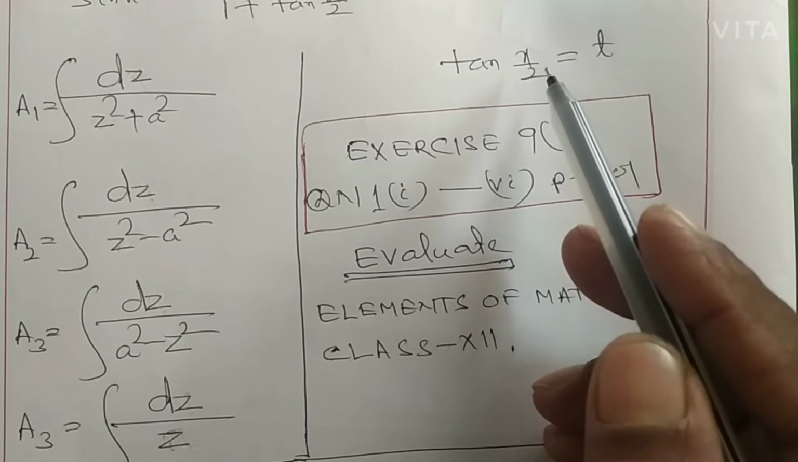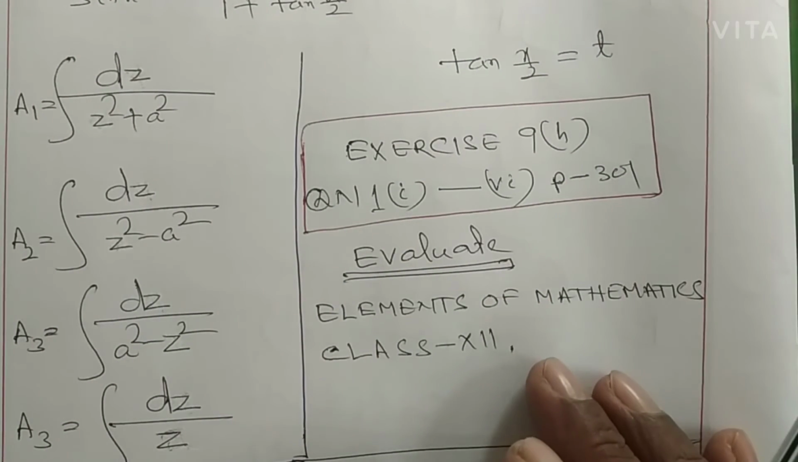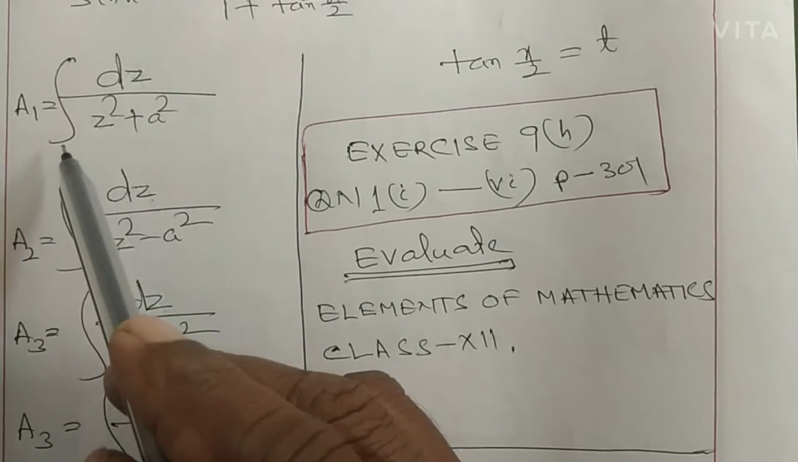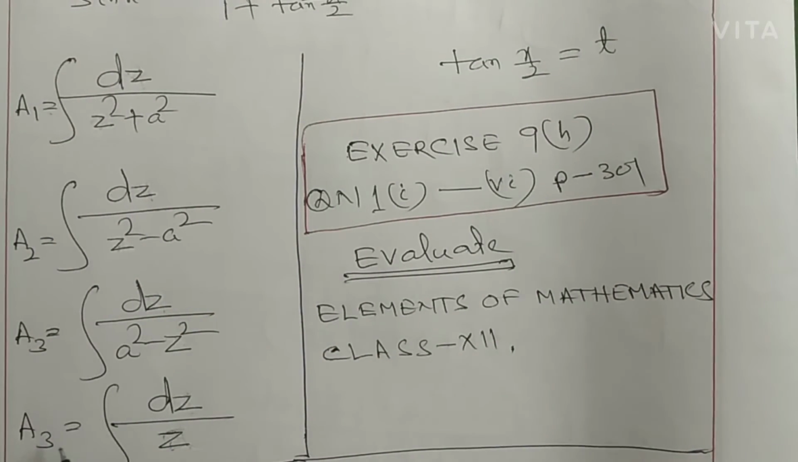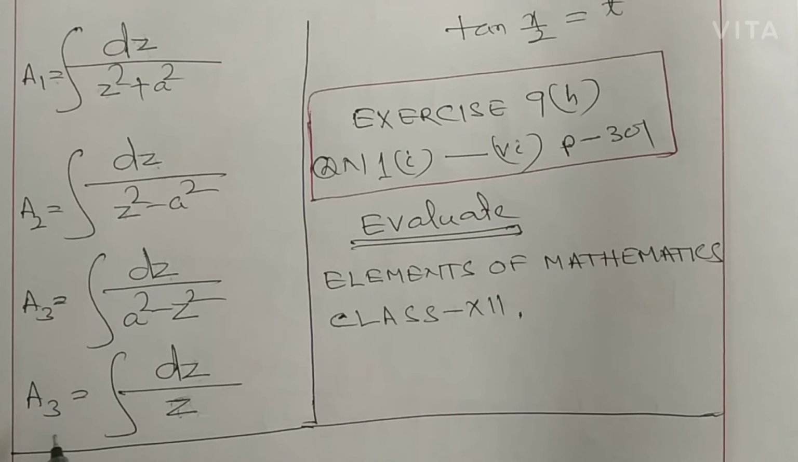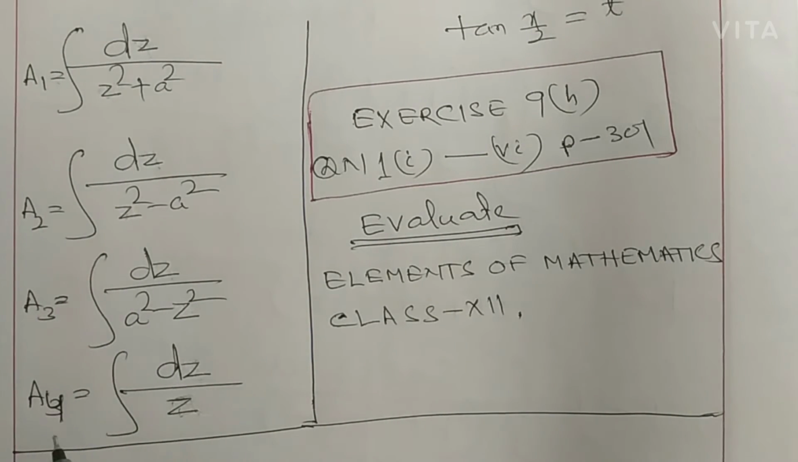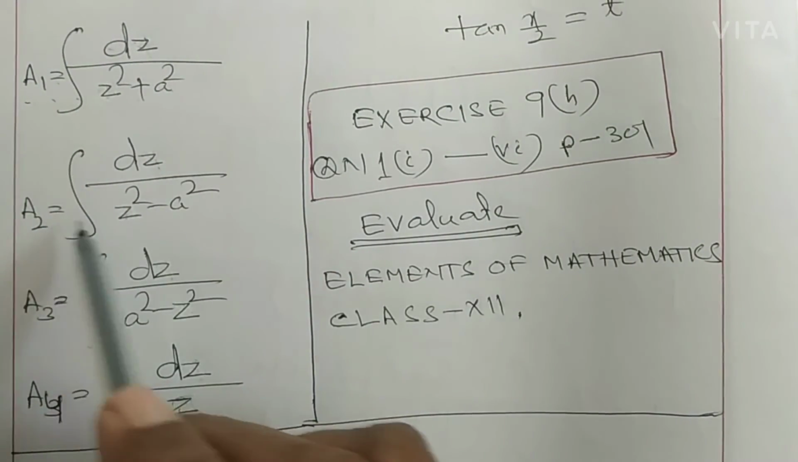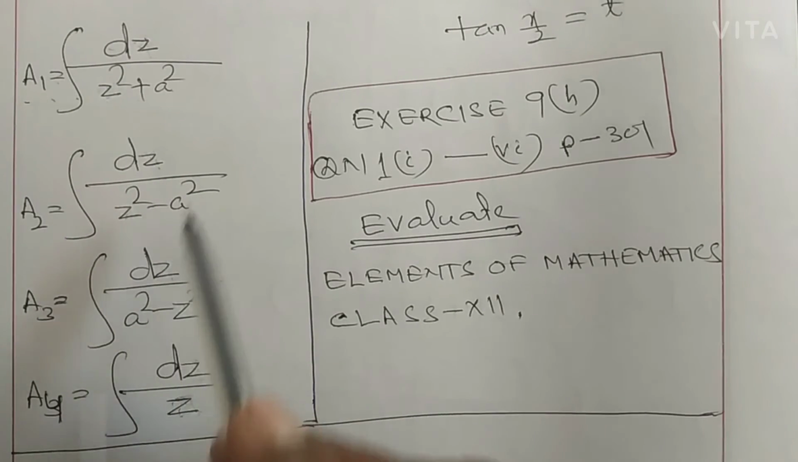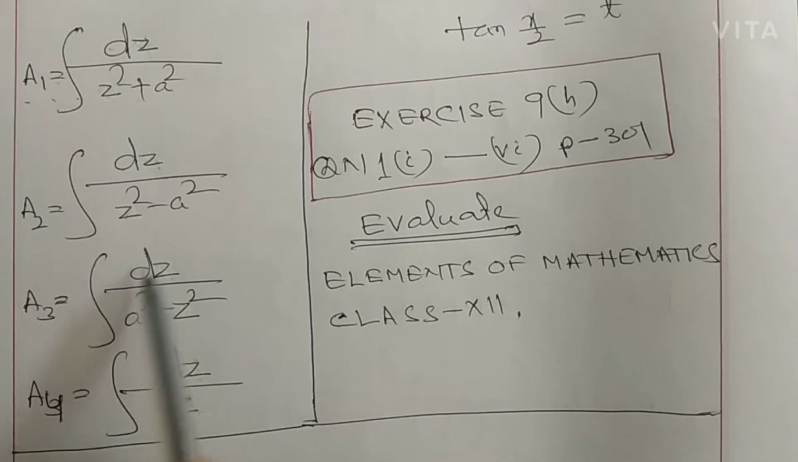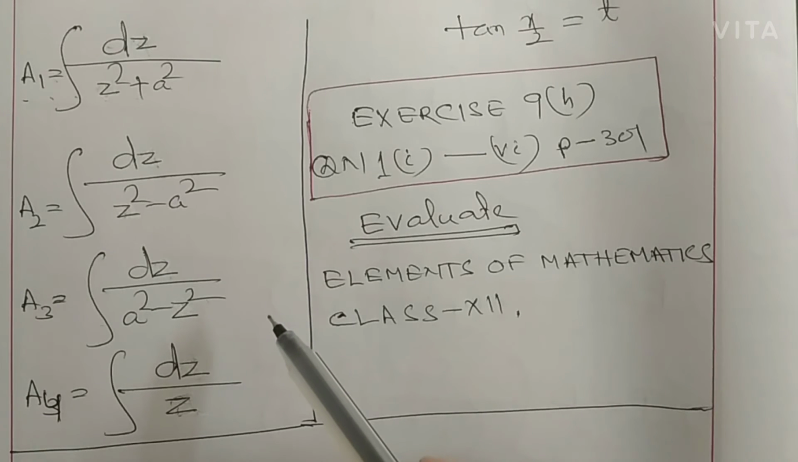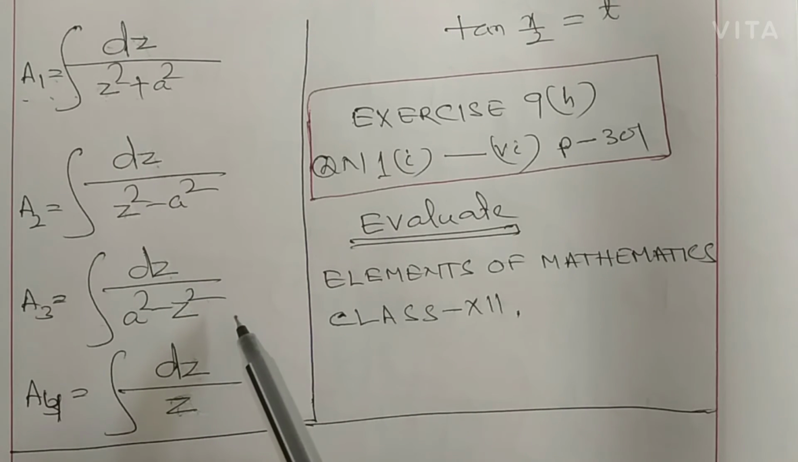Then after solving, the denominator becomes a quadratic in t, and it can be written in the form of A1, A2, A3 or A4. Here A1 is equal to integration of dz by z square plus a square, A2 is equal to integration of dz by z square minus a square, and A3 is equal to integration of dz by a square minus z square, or A4 is equal to integration of dz by z, and these can be integrated, which we have discussed in the previous video.